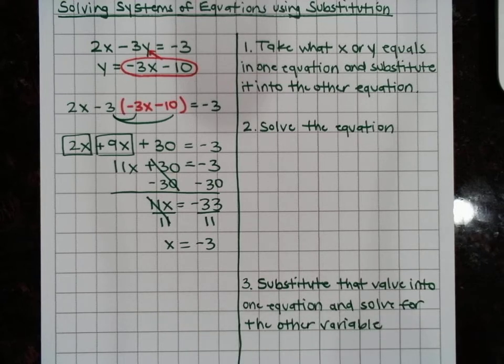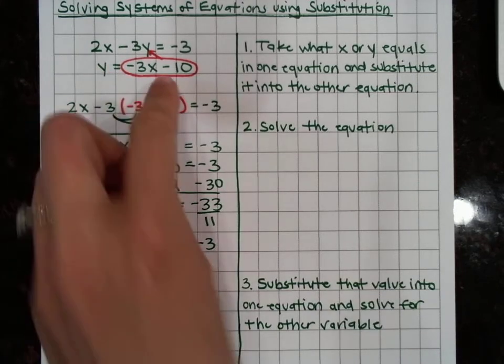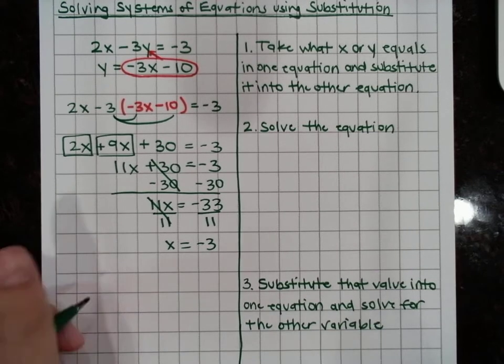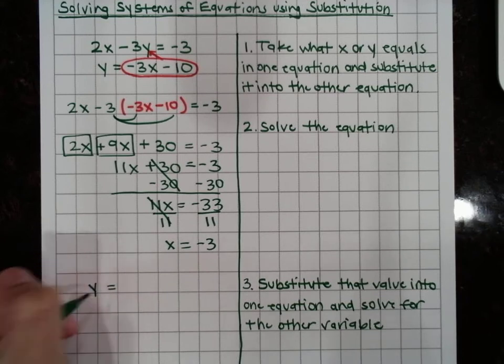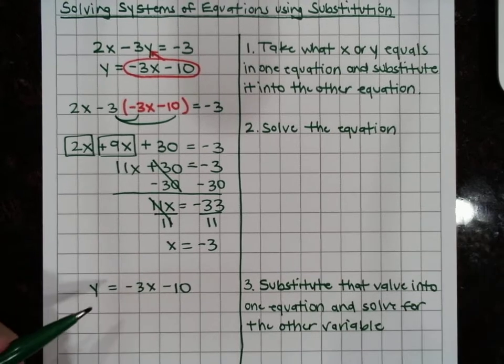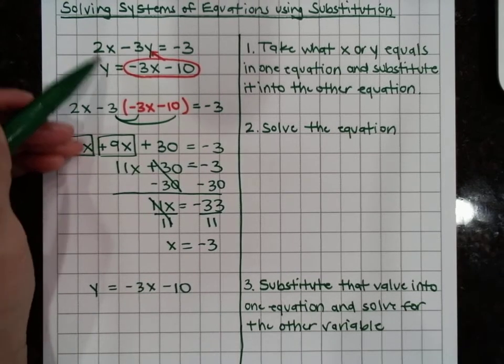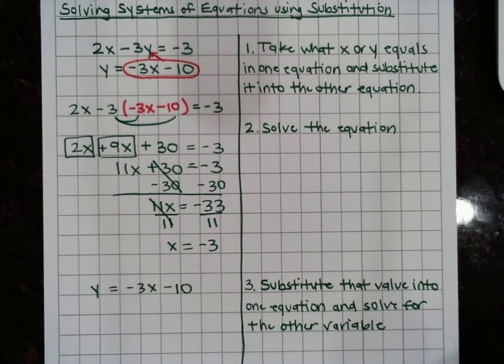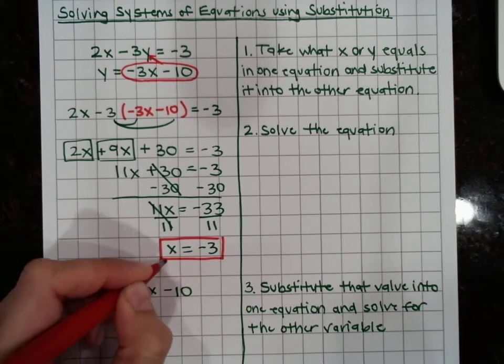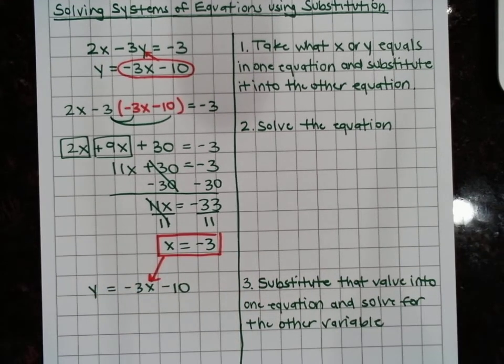So again, it doesn't matter which equation you choose. Pick the one that's easier for you. I think y equals negative 3x minus 10 is easier because we are already solving for y. So I'm going to copy that down. Y equals negative 3x minus 10. So again, you're just picking one of your two original equations, and we are going to substitute x equals negative 3. And we're going to solve for y now.